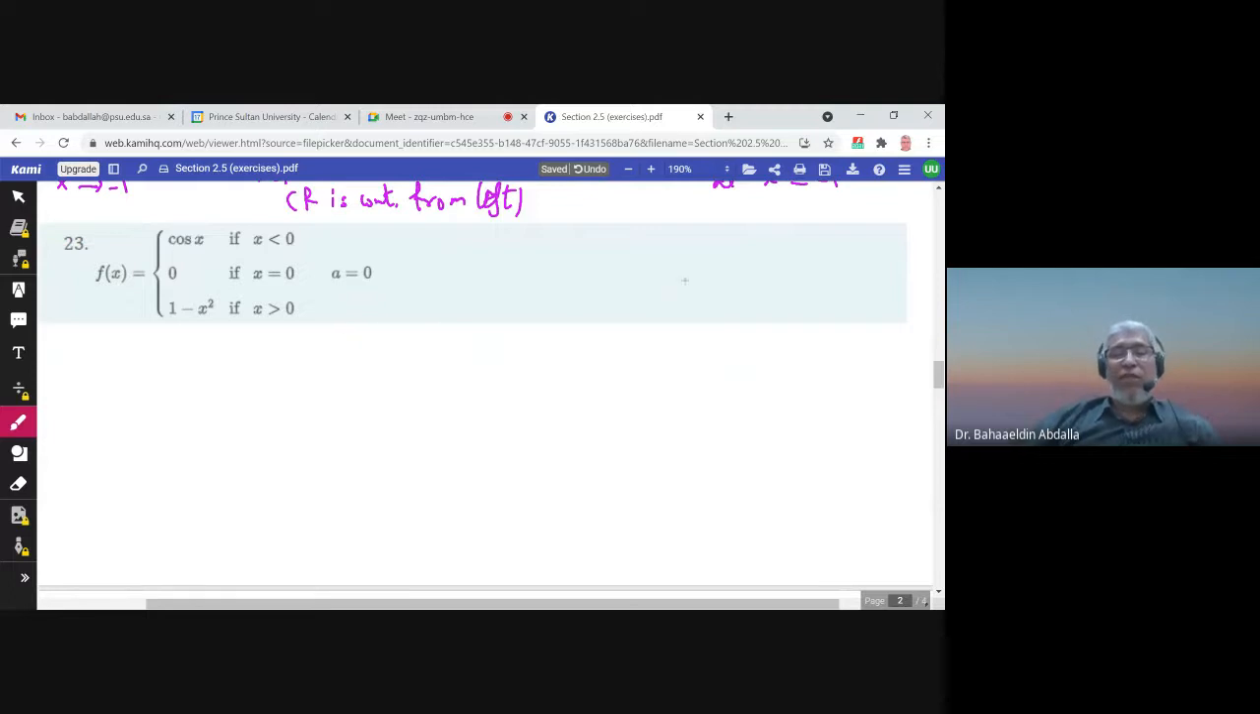Let us graph this function. Okay. And from the graph, answer the questions. So 0 is the important number here. At 0, it is 0. So f of 0 is 0. So there is a point here. F of 0 is 0.